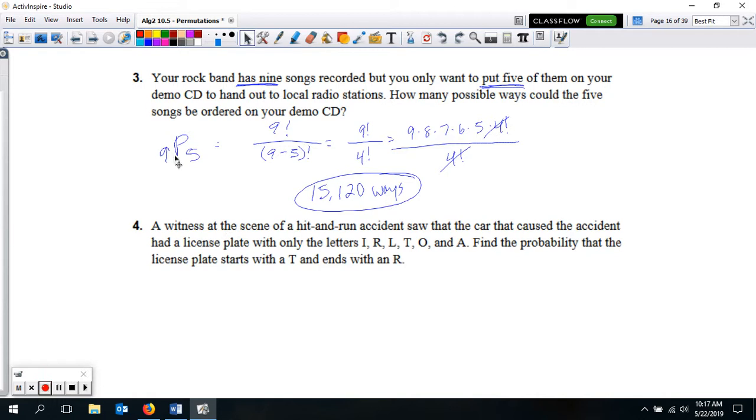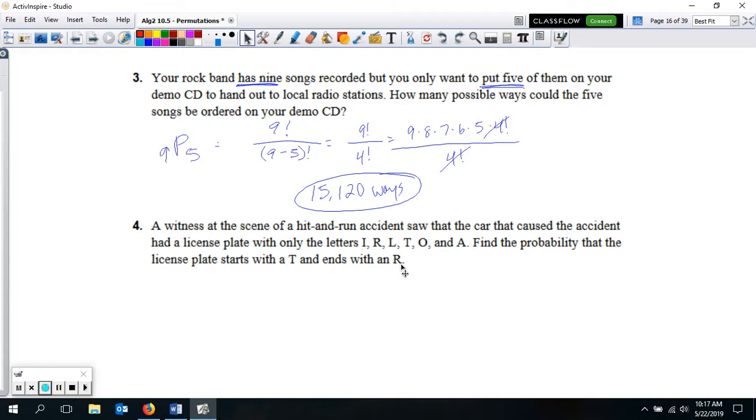Now number 4 is a little bit different. It's actually talking about probability. It says find the probability. So we're going to link this permutation with probability now, which, remember, probability is always your favorable outcomes over your number of possible outcomes. Favorable always over possible. And so it says here, a witness at the scene of a hit and run accident saw that the car that caused the accident had a license plate with only the letters I, R, L, T, O, and A. Find the probability that the license plate starts with a T and ends with an R.